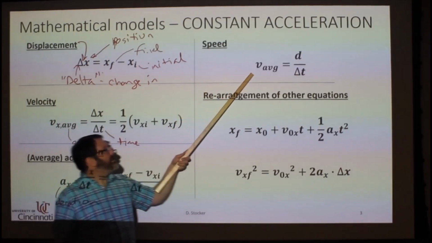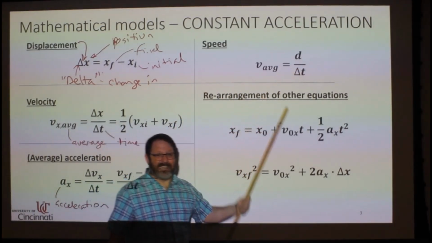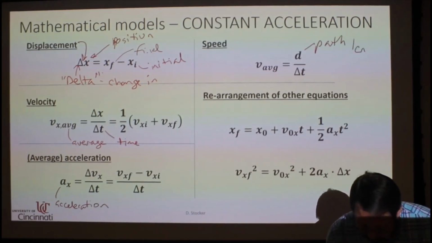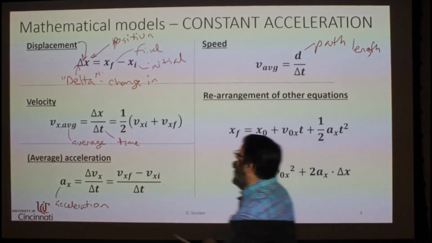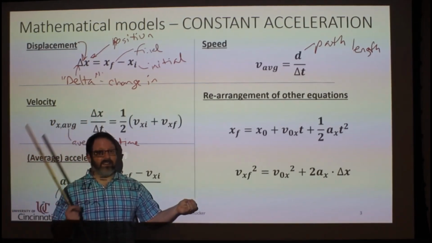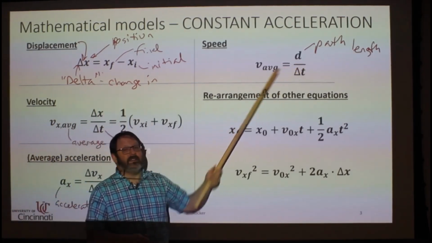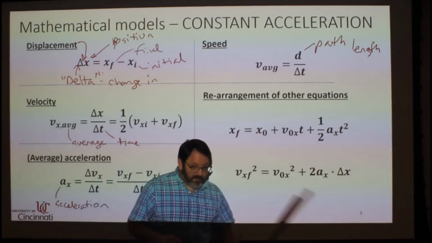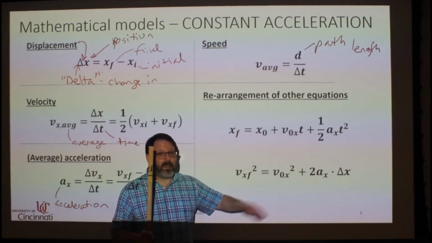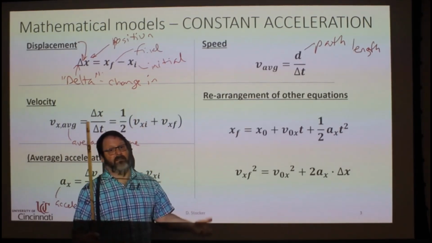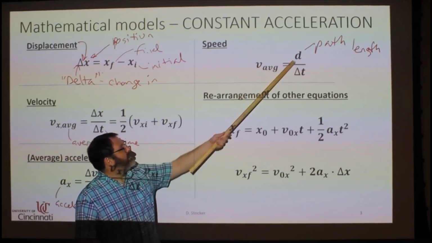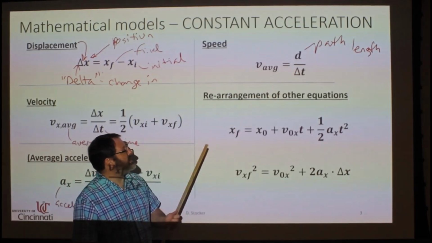Speed. Your average speed is d over change in time, where d is the path length that something travels. That's different than delta x. Delta x means I only care what the starting and final positions were. d means I care about how you got there. Did I walk back and forth 15 times? Then I would count my d as 15 times back and forth, but I would count my displacement as nothing if I start in the same spot. So your average speed is distance over change in time.